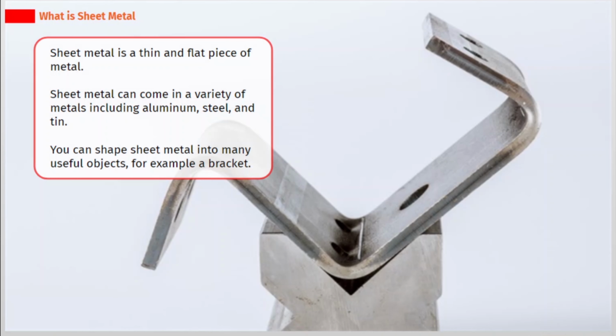Sheet metal is a thin and flat piece of metal. Sheet metal can come in a variety of metals including aluminium, steel, and tin. You can shape sheet metal into many useful objects, for example a bracket.